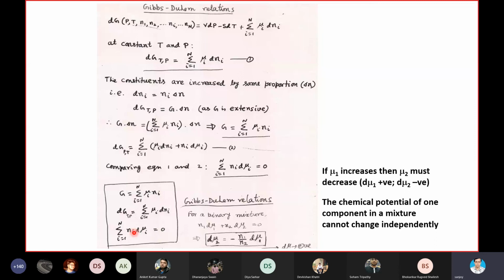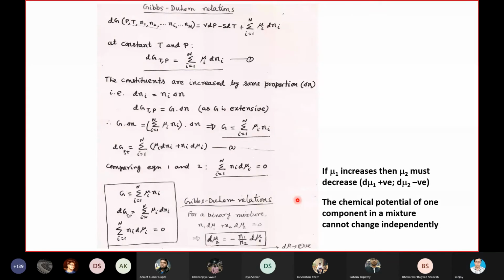So the change in chemical potential, if you multiply by the number of the component, that becomes actually 0. That automatically means that if you change one of the components, then it will affect all the components' chemical potential values. So this is one important significance of the Gibbs-Duhem relations: the chemical potential of one component cannot change independently of that of other components. If you change the chemical potential of any one component in the system, then everyone's chemical potential will be modified.